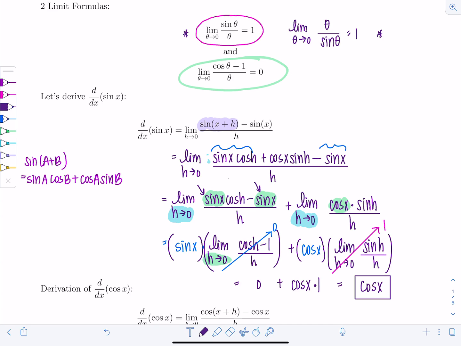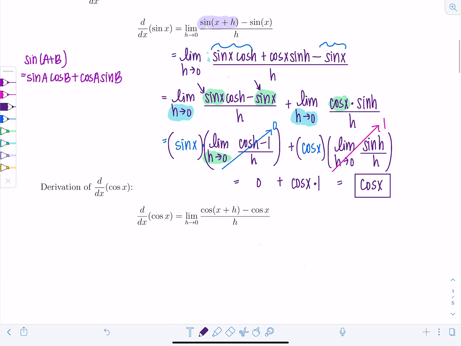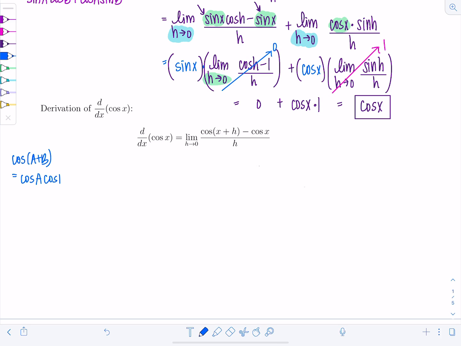Well, that was successful. Let's try the same thing. Let's figure out what the derivative of cosine x is. Any guesses? All right, let's try this one out. So I have the limit as h approaches 0 of cosine of x plus h minus cosine of x. Do we remember our cosine angle addition formula? It's a little different. So cosine of a plus b, it's cosine a, cosine b minus sine a, sine b. Got to switch the sign on that bad boy. Okay, so here we go.